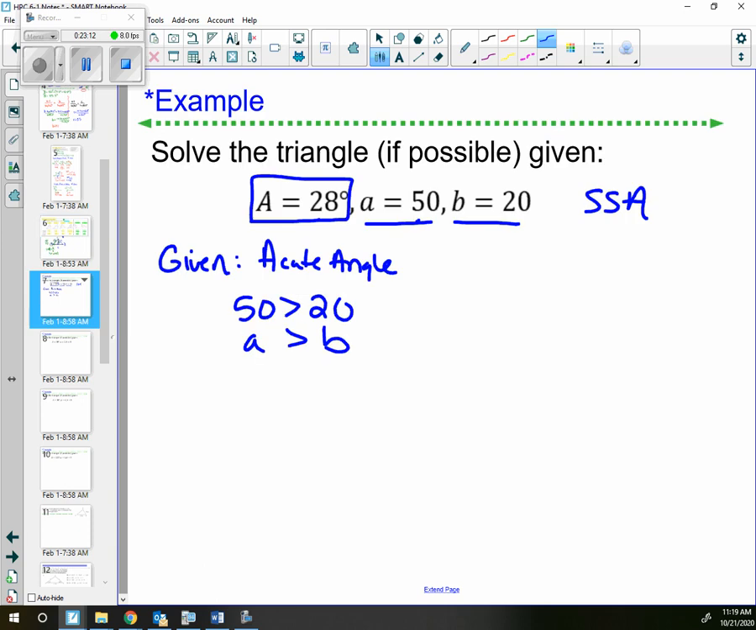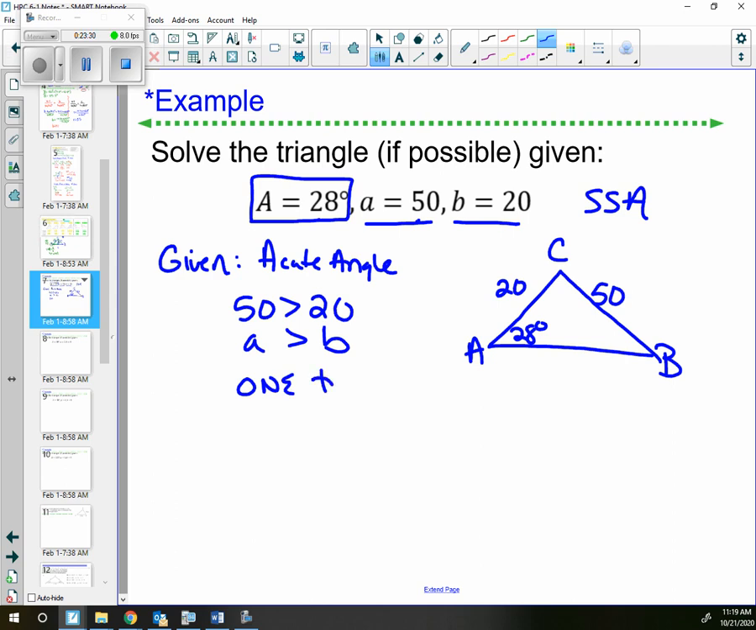So if you wanted to draw the picture, just so you have an idea of what kind of thing we're dealing with here, this is a 28-degree angle, angle A. So this side is 50 and side B is 20. So yeah, I can do this. I can solve. That means I'm going to have one triangle. So that's the nice situation for the ambiguous case here. It's the one that I can just know immediately because the side across from the angle is bigger.